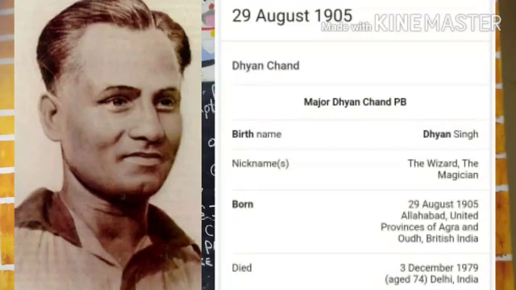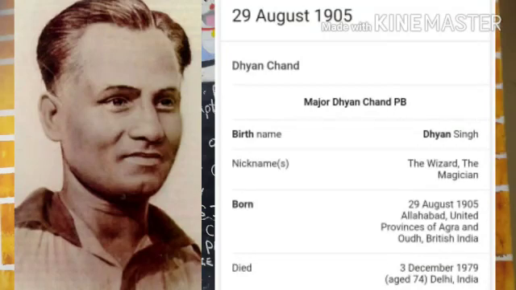Major Dhyanchand Singh is a great Indian hockey player who was considered as the greatest hockey player the world has ever witnessed. He represented India 3 times in hockey and was instrumental in scoring gold medals during 1928 Amsterdam, in 1932 Los Angeles and in 1936 Berlin Games. Government of India decorated Major Dhyanchand with the highest civilian award, Padma Bhushan.